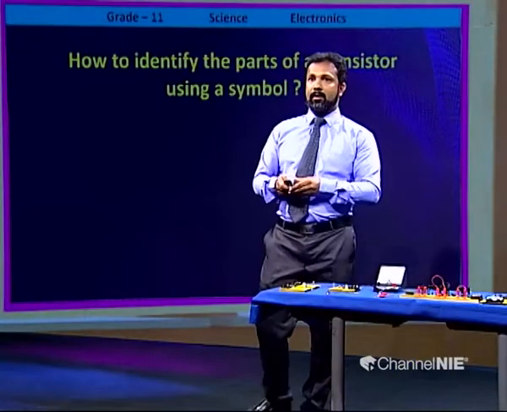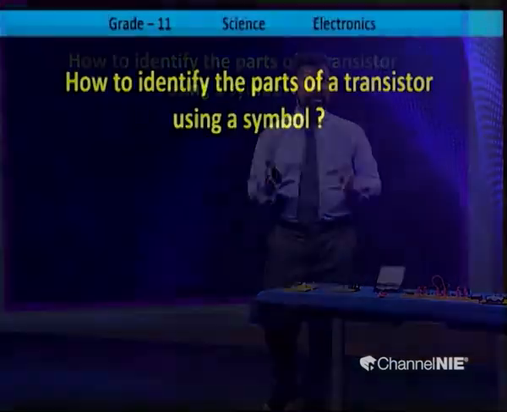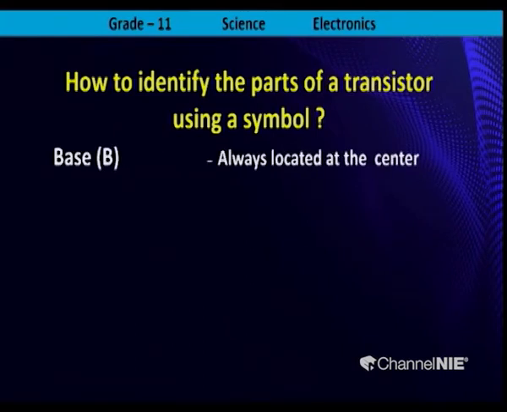Right. Let's learn how to identify the parts of a transistor using the symbol. What is called as base? In any transistor, the base is located at the center. The center portion of any transistor is called as the base.